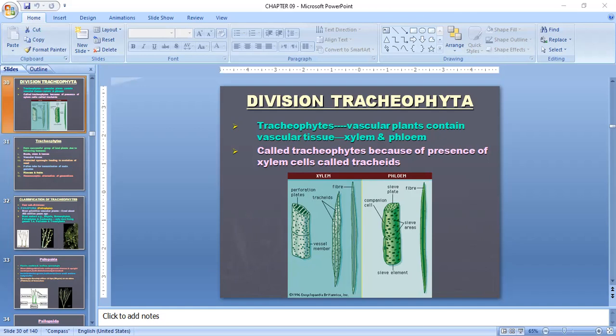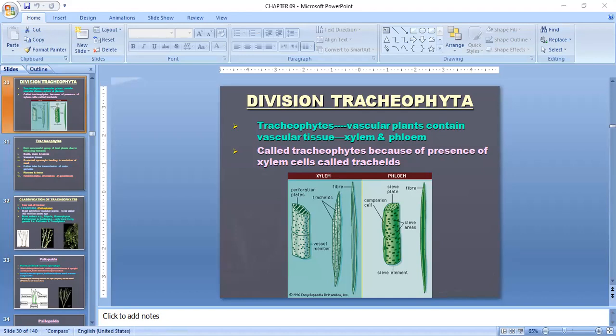They have a vascular tissue, and these vascular tissues are actually the... एक minute बेटा. Successful group of land plants due to the following features: roots, stems, and leaves. Vascular tissues are present, which are the xylem and the phloem.